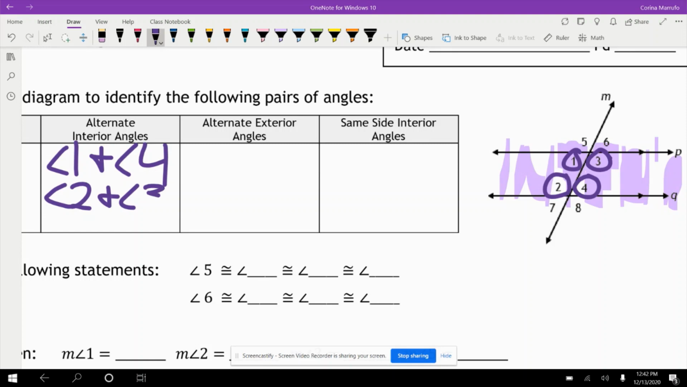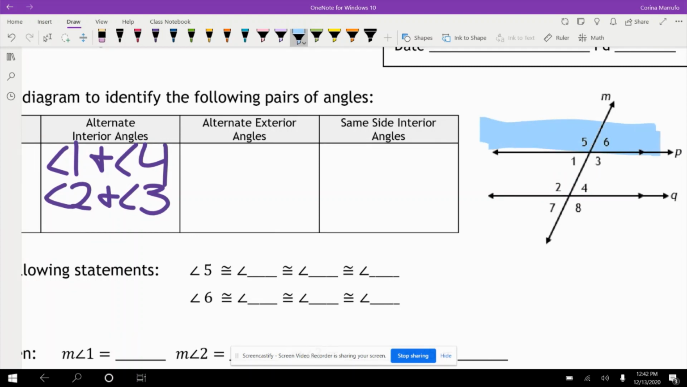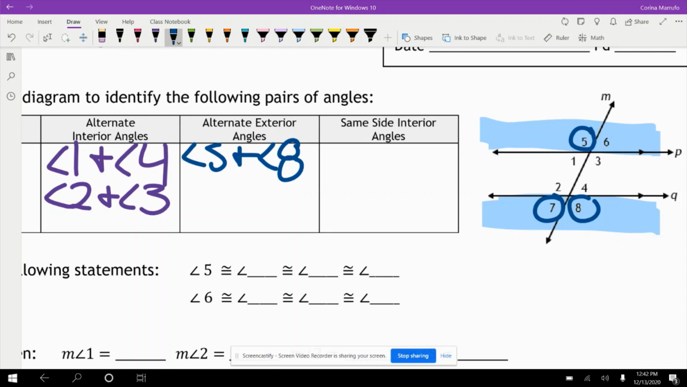Okay. Alternate exterior angles. So if it's not talking about the inside angles, it is talking about the exterior angles. These ones are exterior, outside the parallel lines. Okay. And then alternate means alternate sides. So 5 and 8 are on alternate sides of the transversal. So angle 5 and angle 8. And angle 7 and angle 6 are also alternate exterior angles.